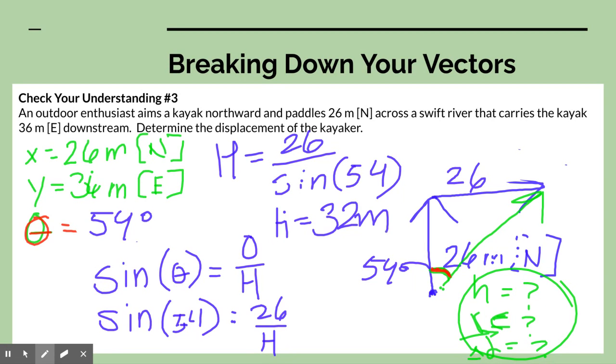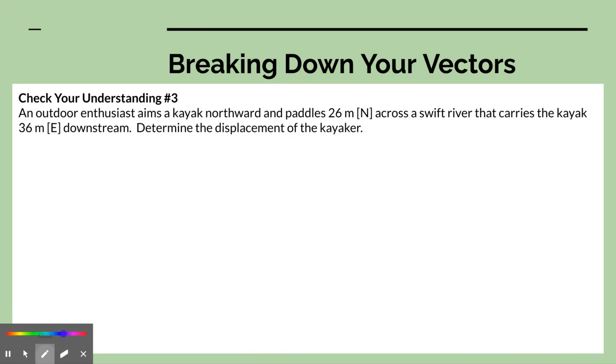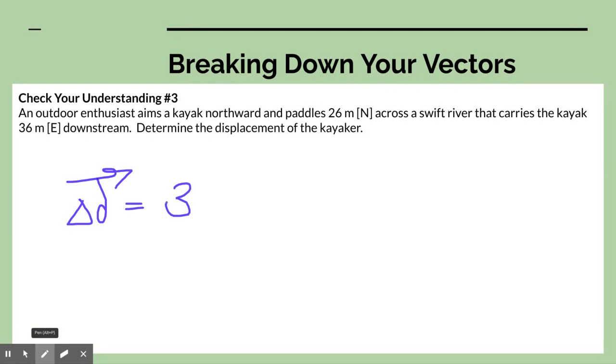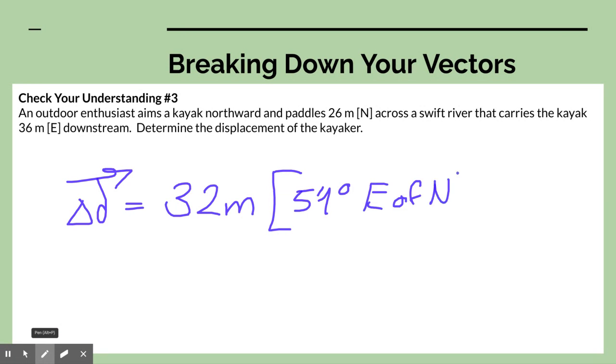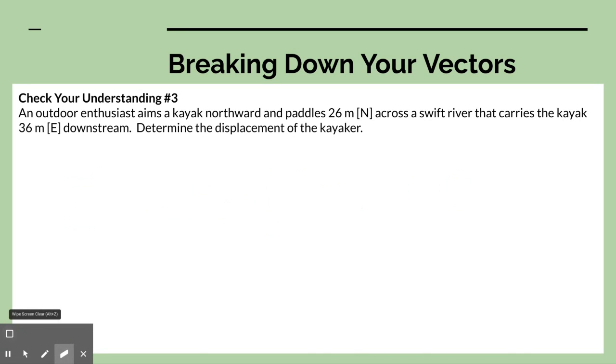So 32 meters. We can pretty much get rid of all this. Remember that 32 and 54. So our answer would be: displacement is equal to 32 meters, 54 degrees east of north. Boom. And there you have it. If there's something you still don't understand, make sure you ask me in class.